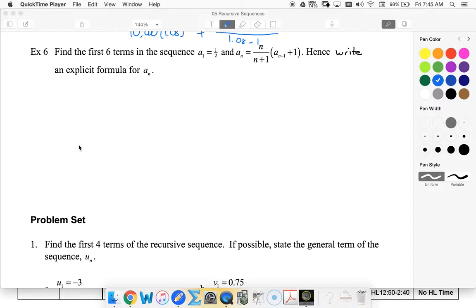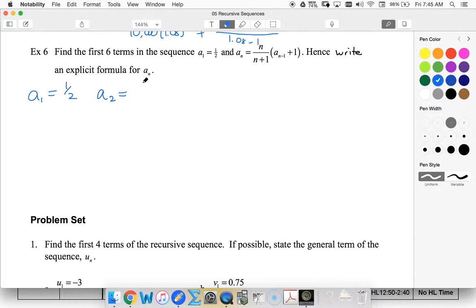All right, we're looking at our last example here, and finding an explicit formula. This is a great method to think about an explicit formula, is to write out the first few terms and see what's happening. So we're given that our first term is a half. So we've got a1 is a half. Following the formula, a2 is equal to 2 divided by 2 plus 1 times 1/2 plus 1.